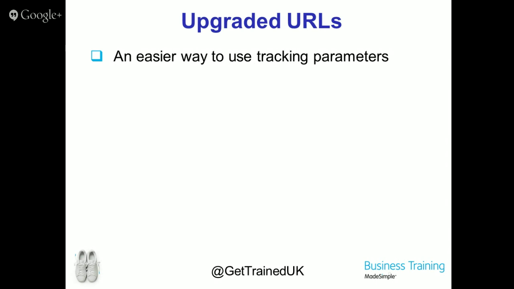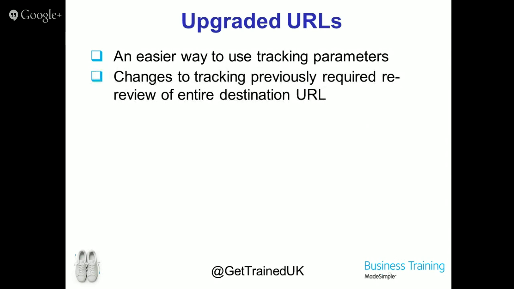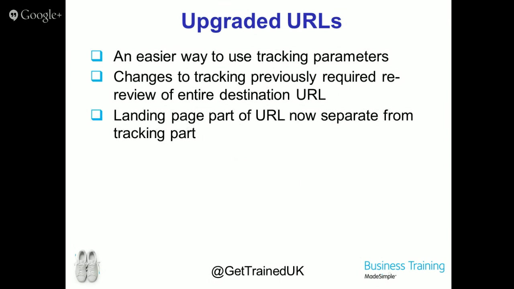Now, the benefit of upgraded URLs is that previously, if you decided to change your tracking parameters, that meant your entire destination URL was being changed, and therefore every time you did that, your ads had to be re-reviewed. What upgraded URLs do is basically separate out the landing page part of the URL from the tracking part, and they're treated as separate things. So if all you're changing is the tracking part, it doesn't force your ad to be reapproved whenever you change anything. And it also has the facility if you actually create templates for your tracking URLs.